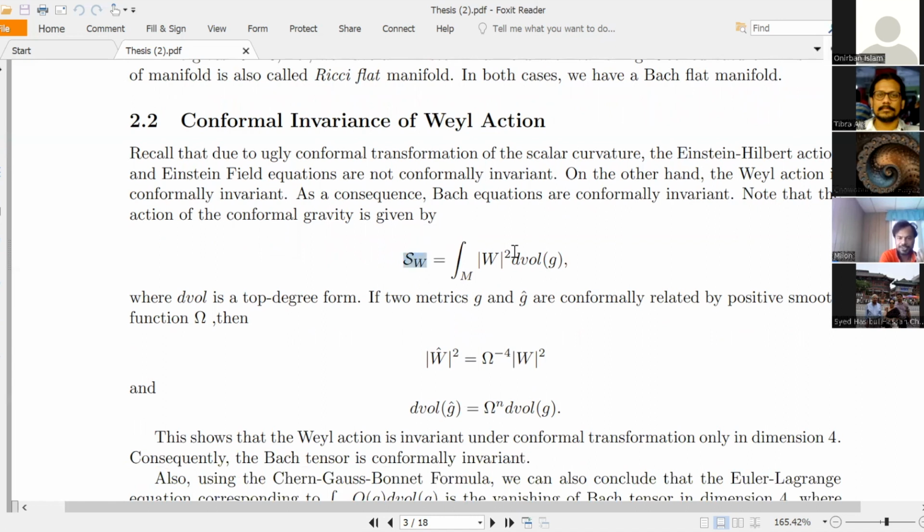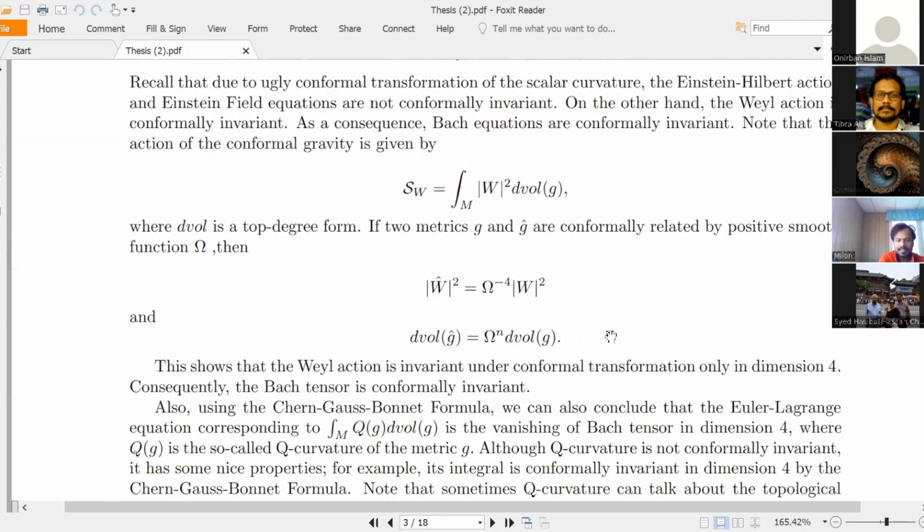This is the action of my conformal gravity, or Weyl action. And the second equation, by the way, whenever I say two metrics are conformally related by a positive smooth function omega, I mean one metric G with G hat is a multiple of G.